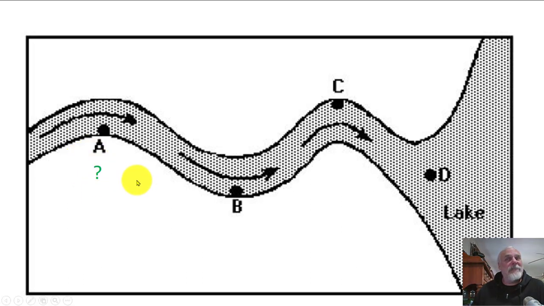This is the deposition side. The water is going to smash into this side and erode it away. So you want to think about where the water is going to be smashing into. That's going to be the erosion side. The opposite side is going to be deposition. So letter B, the water is going to smash into the side here. So that is going to be erosion.